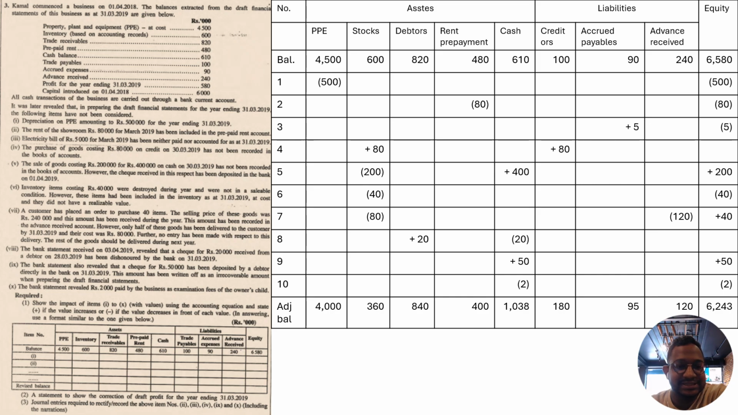Hello kids, this is the equation question that came in the 2019 paper, and it is a bit hard compared to the last years, because here it gives the balances already. Here it says Kamal commenced the business on 1st of April 2018, and the balances extracted from the draft financial statements as at the closing date 31st March 2019.